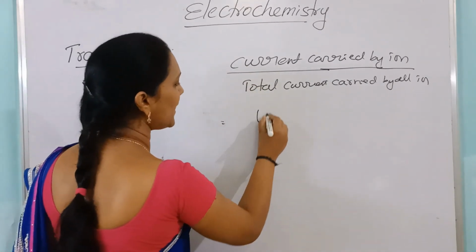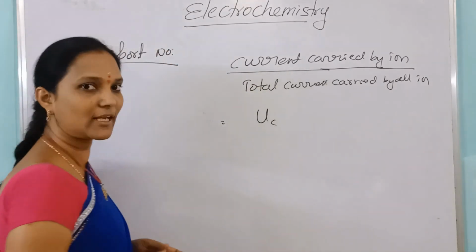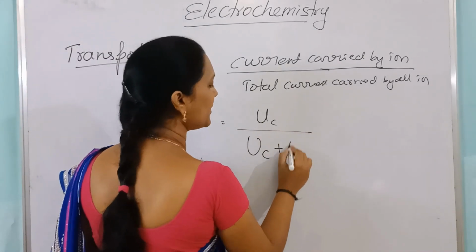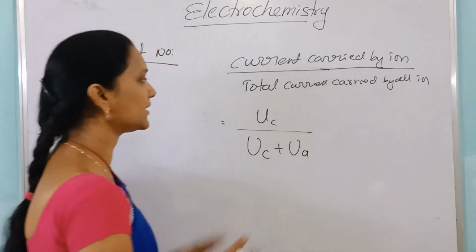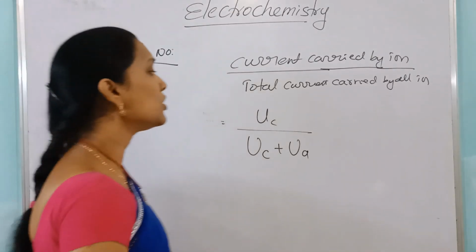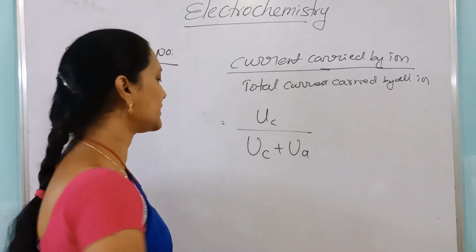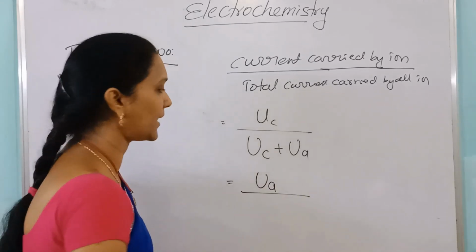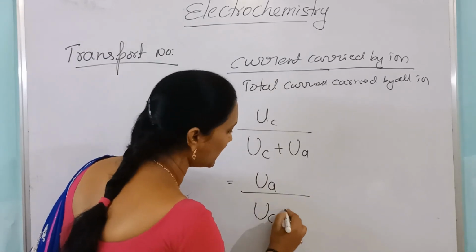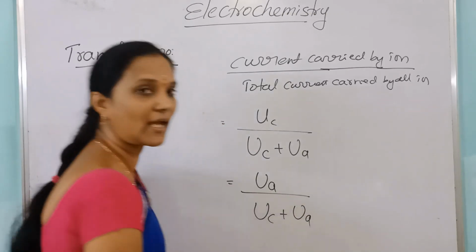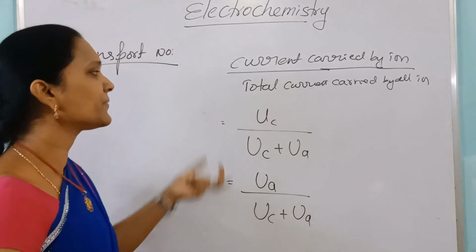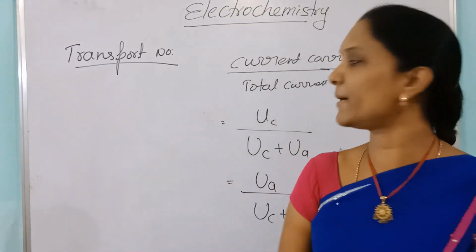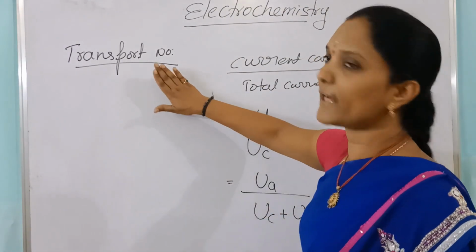Nothing but the current carried by, for example, the cation, divided by the total current carried by cation and anion. This is the transport number. What is the transport number of the anion? The current carried by that anion divided by the total current carried by all the ions, cation and anion. This is just like mole fraction. So the current carried by one ion divided by the total current carried by all the ions is called transport number.